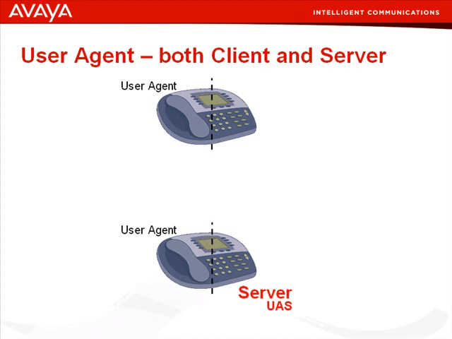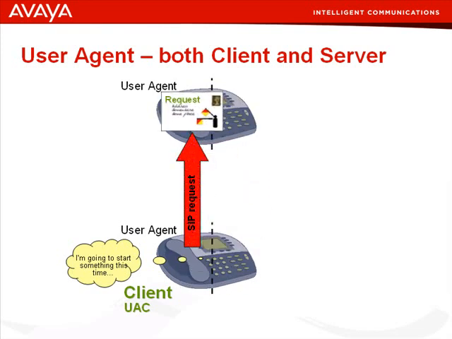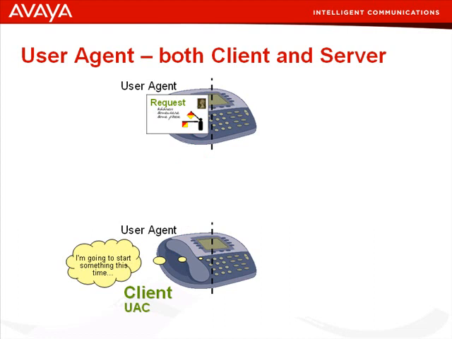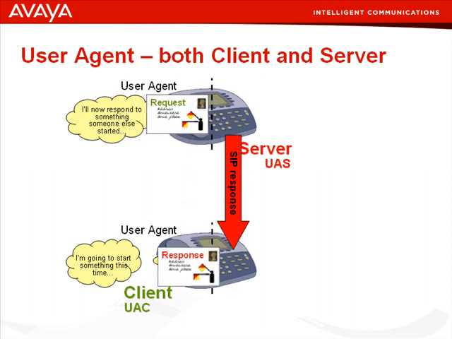Remember, user agents switch modes depending on what they're doing. It may well be that moments after receiving and responding to a request, in other words, acting as a user agent server, a user agent may have some reason to initiate some changes of its own, meaning now that it will switch from acting as a user agent server to acting as a user agent client. Just like before, the symptom of a user agent client is the sending of a SIP request. All of a sudden, what was a moment ago a user agent client is now acting as a user agent server, as it responds to the request by sending a SIP response.